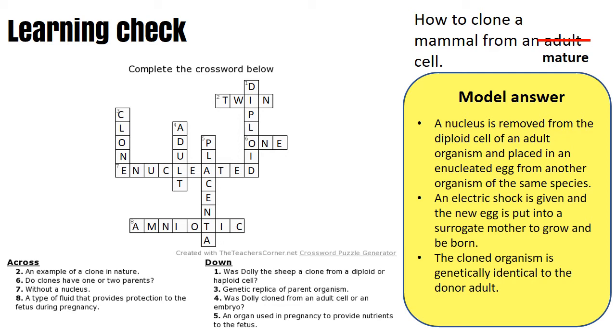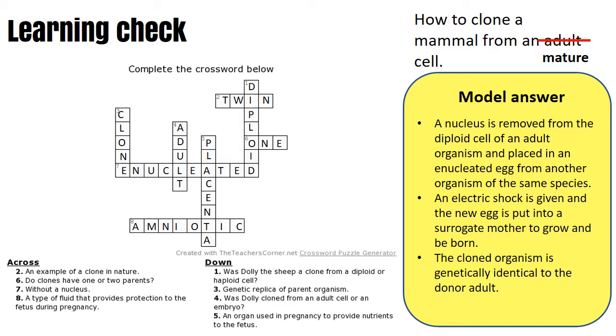Next question, across 7. The definition of something without a nucleus is the word enucleated. When a cell does not have a nucleus, we call it enucleated. Next one, across 8. The fluid that is required to protect a fetus or embryo in the womb is amniotic fluid. It's so important to have amniotic fluid in the womb. And actually, when mothers don't have enough of this, it can cause real problems in the pregnancy.